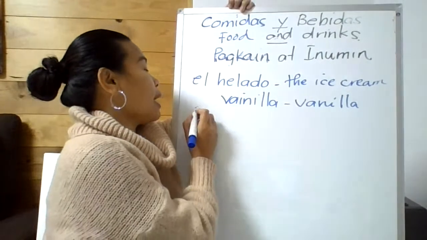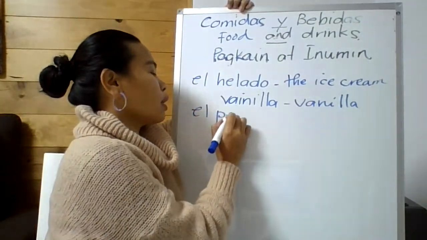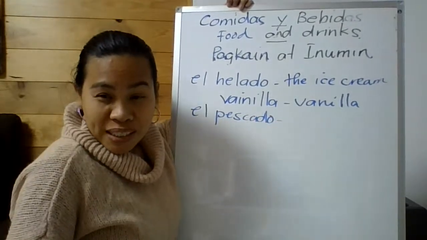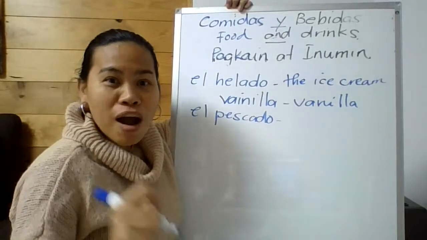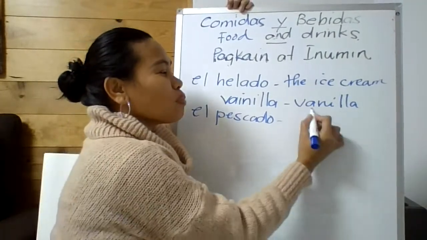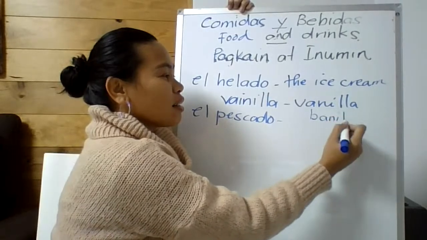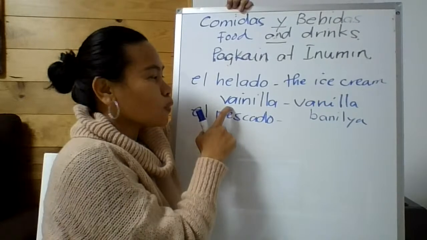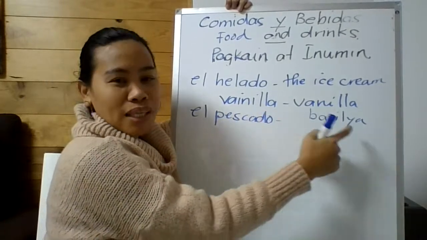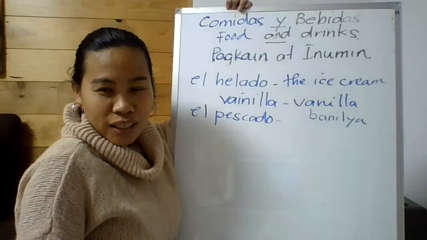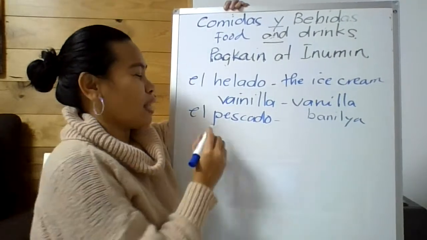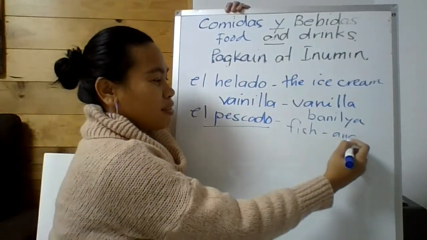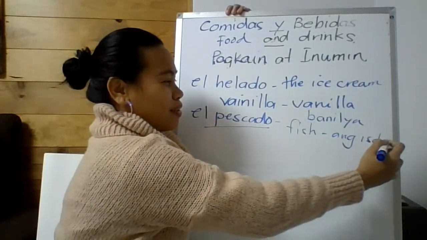And then el pescado, el pescado. What is pescado? Bisaya, vanilla. Ay, oo nga, Gina. Ang Tagalog nito, vanilla. Tingnan nyo, parang nakuha lang natin sa kanila, no? Fish meat. Very good. El pescado is the fish. Ang isda.